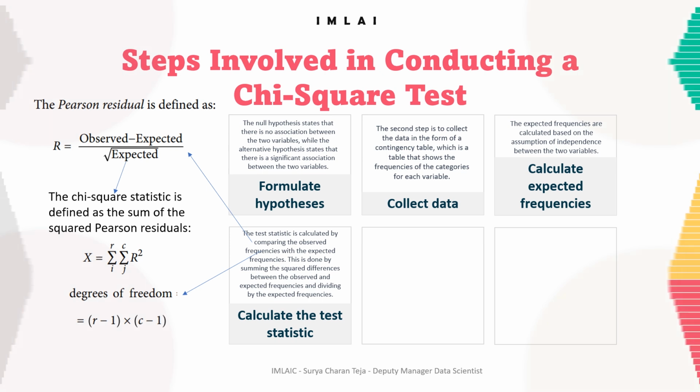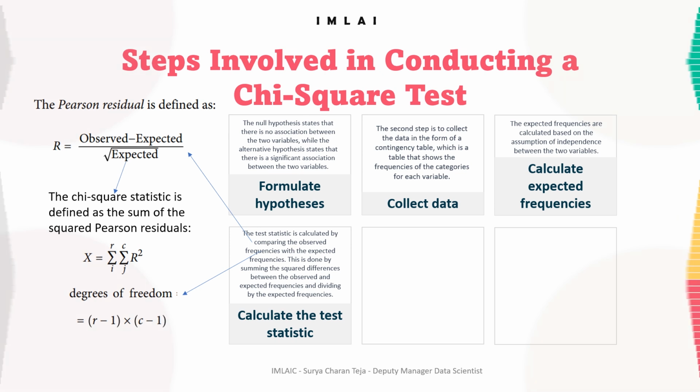I'm repeating this step again. The test statistic is calculated by comparing the observed frequencies with the expected frequencies. This is done by summing the squared differences between the observed and expected frequencies and dividing by the expected frequencies. The resulting value is compared to a chi-square distribution with degrees of freedom of r minus 1 multiplied by c minus 1, where r and c are the number of rows and columns in the contingency table.